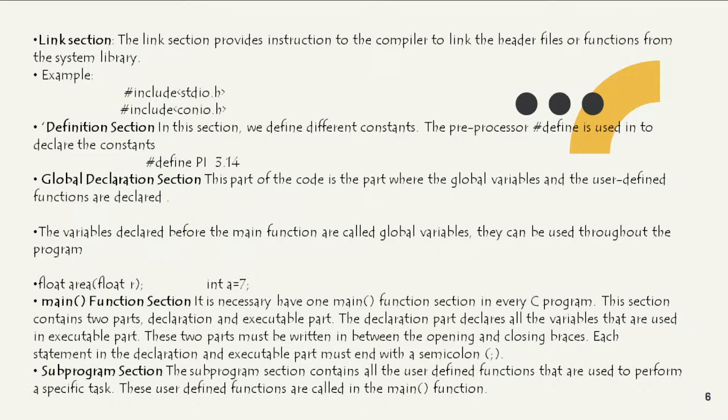And the last part of the basic structure is the subprogram section. This section consists of all the user defined functions that are used to perform a specific task. These user defined functions are called in the main function because the C compiler doesn't recognize the user defined functions directly. So the user can implement any number of subfunctions, depending on the requirement.